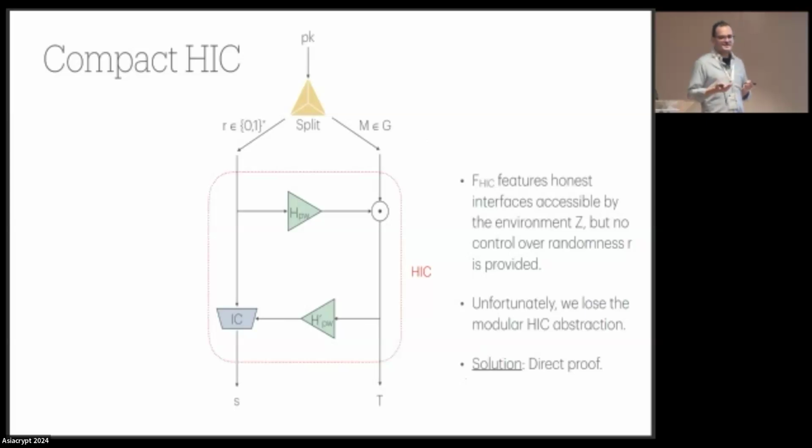The downside of this approach is that the half-ideal cipher requires that honest parties are unable to control this wire. And here, this wire comes directly from the public key. So we lose the abstraction of the half-ideal cipher. To make our proof go through, we had to do a direct proof, meaning that instead of using an idealized object like the half-ideal cipher, we directly keep track of all the inputs and outputs of the idealized objects, like the two random oracles and the ideal cipher.